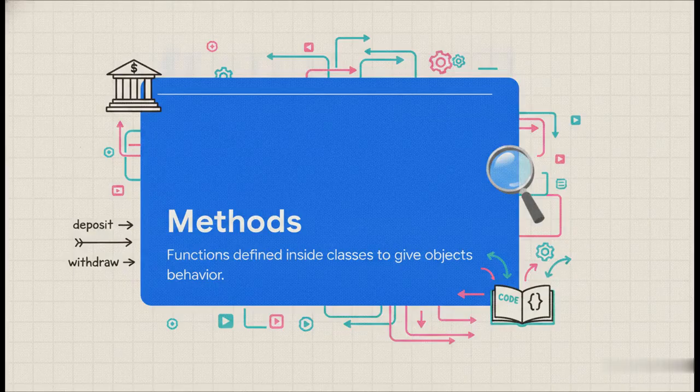Okay, but what about actions? That's where methods come into play. Methods are really just functions that live inside your classes. If variables are the nouns or the data of our objects, methods are definitely the verbs. They give our objects their specific behaviors. A bank account object doesn't just hold a balance. It also has methods like deposit or withdraw that actively change that balance.